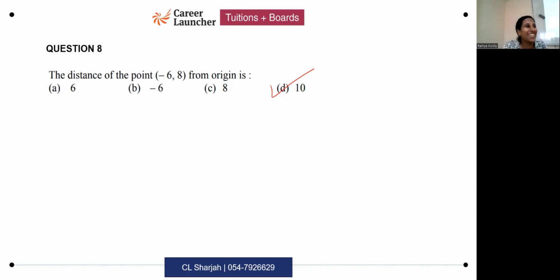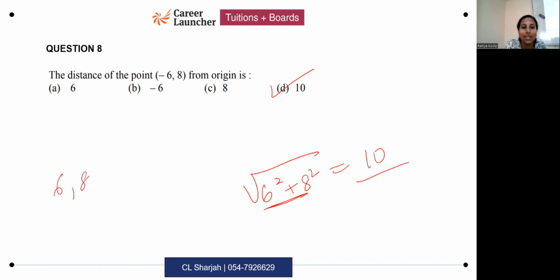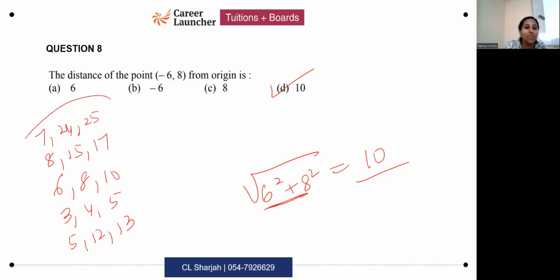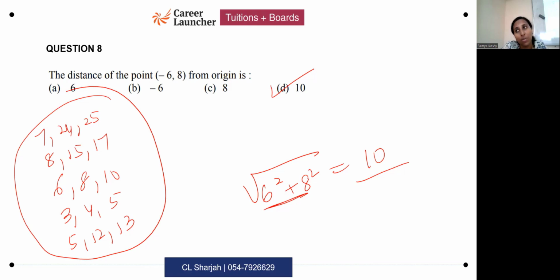To be answered in 10 seconds. The answer is 10. Remember, distance from origin is root of 6 square plus 8 square. If you know Pythagorean triplets, very quickly you can answer this because this is like the Pythagoras formula. 6, 8 and 10 is a Pythagorean triplet. 3, 4, 5. 5, 12, 13. 8, 15, 17. 7, 24, 25. These are very common Pythagorean triplets which will be useful for the coordinate geometry chapter, and for the trigonometry chapter also.